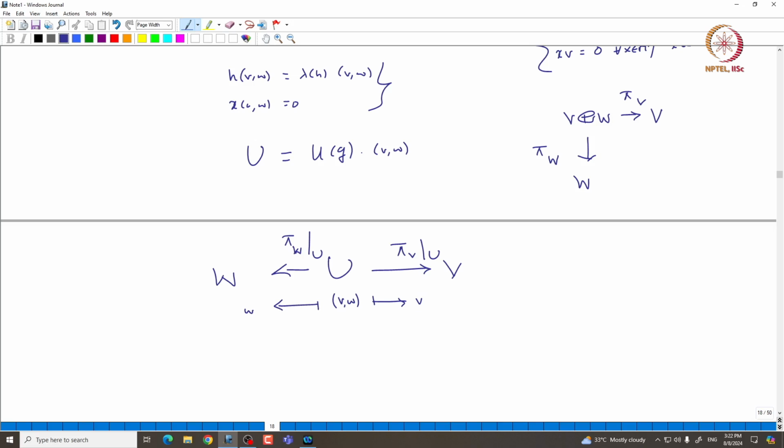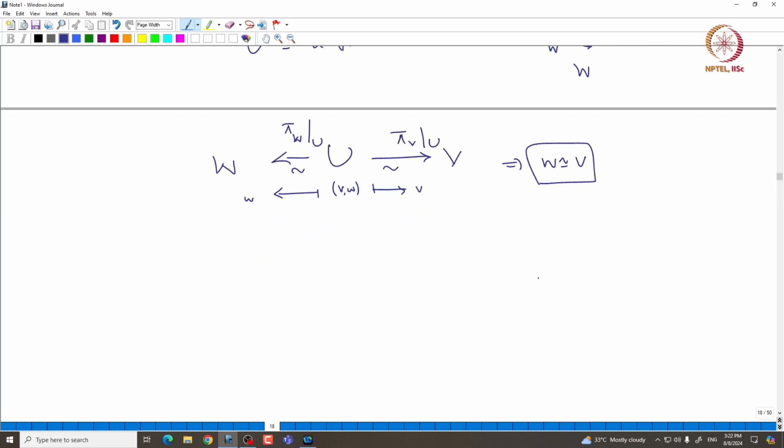Now, using Schur's lemma, you can see that all the modules involved in this picture are irreducible modules. So that forces both these maps to be isomorphisms. That implies that W must be isomorphic to V. So this tells us that, given lambda which is dominant, there is at most one irreducible representation corresponding to lambda.